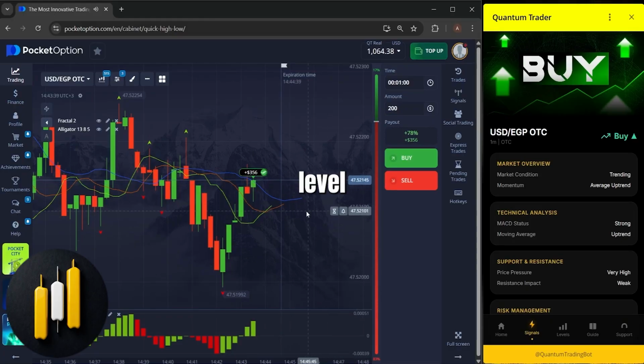Great result. The first bot level performed well.